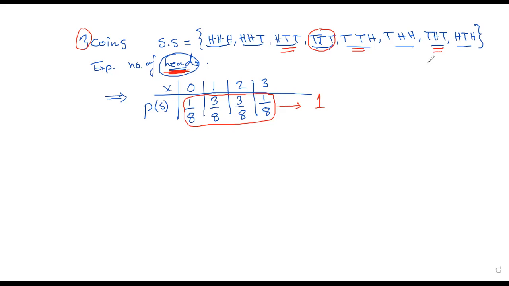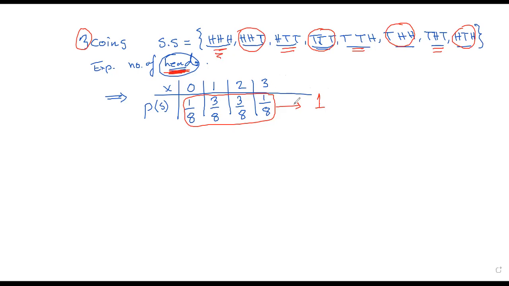Or that's a TH. 3/8. And 2 heads: HHT, THH, and HTH. Exactly. That's 3/8. And for 3 heads, we have only 1 outcome.